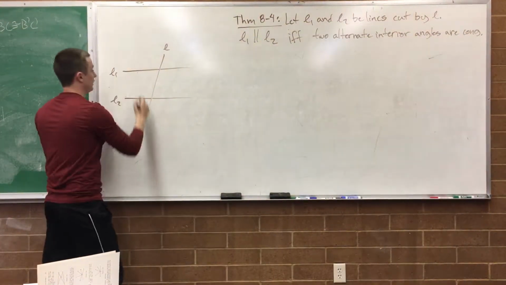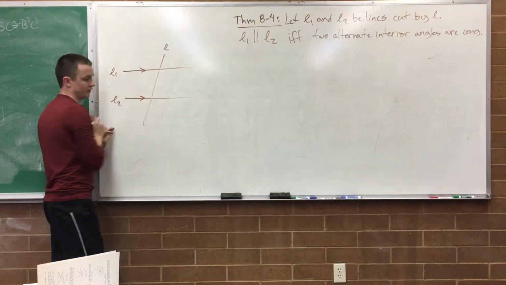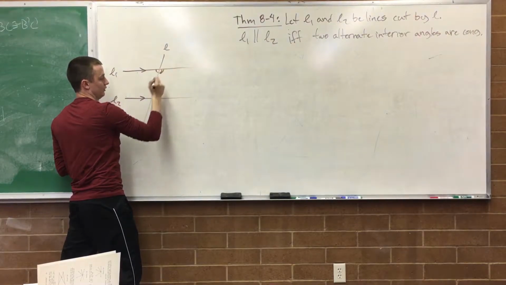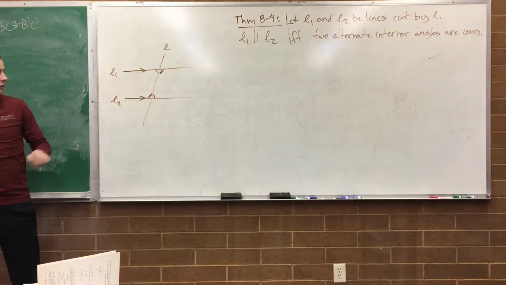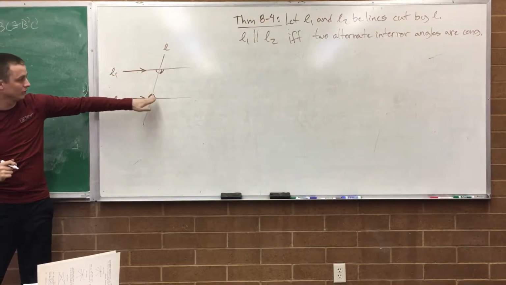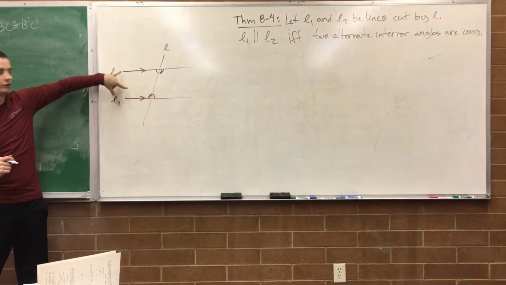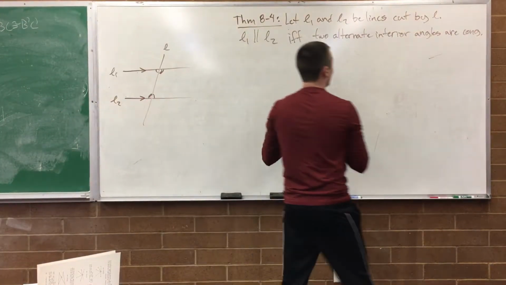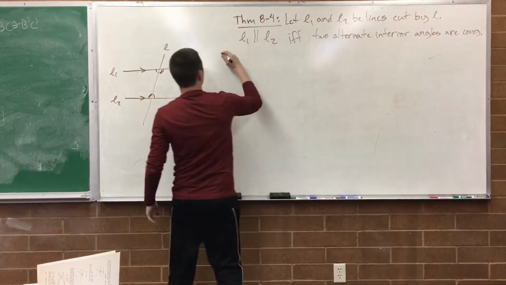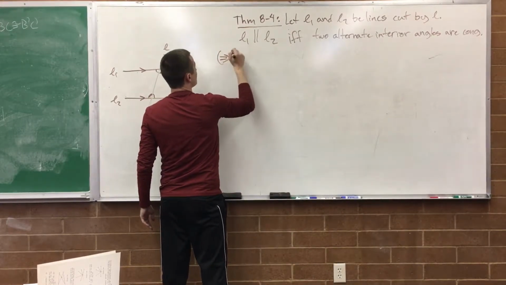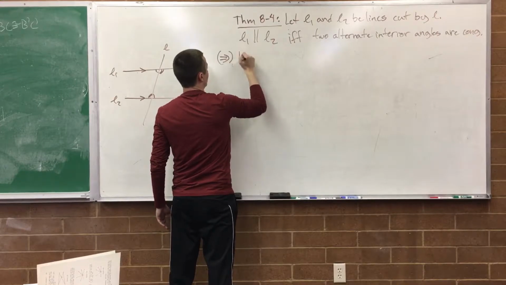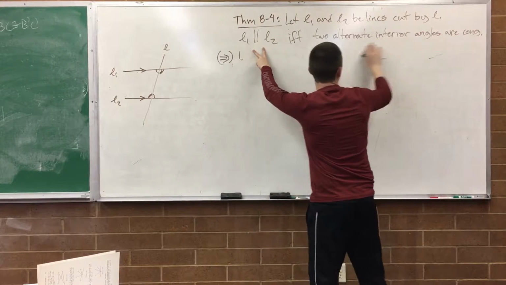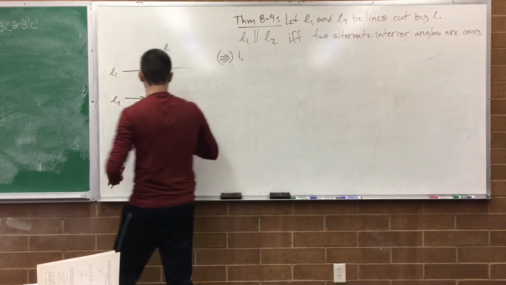Right? So that's saying we need to prove that this is parallel to this if and only if this is congruent to this and this is congruent to this. So we need to show that if this is true, then that's true. And if that's true about the angles, then the two lines are parallel. Okay? So let's see. Start with the forward direction, I guess. Forward direction. 1. So if the two lines are parallel, we need to prove that their alternate interior angles are congruent. So let's start with that proof.